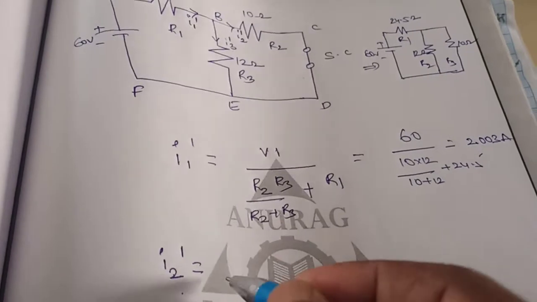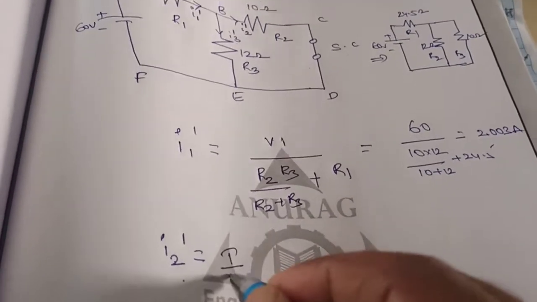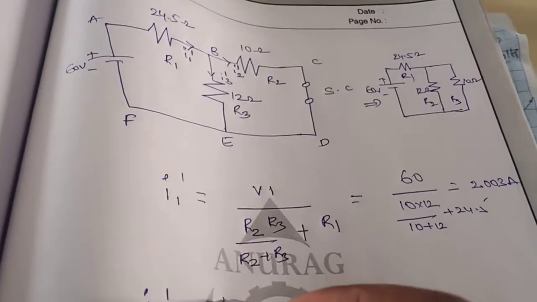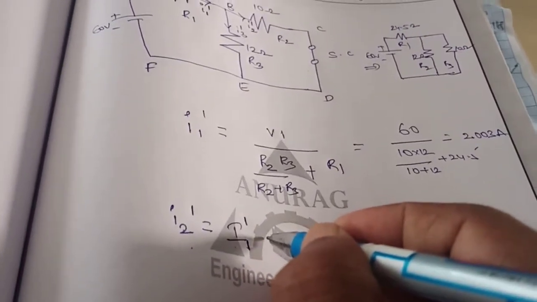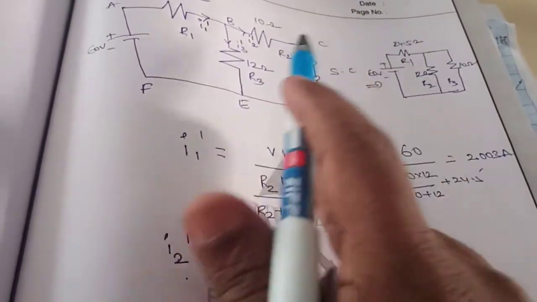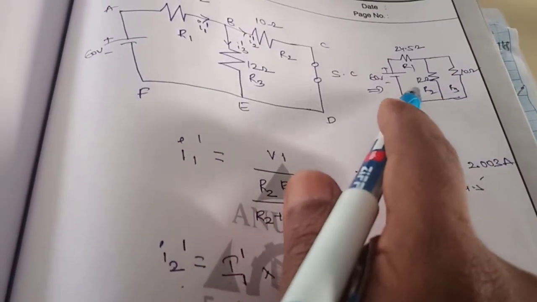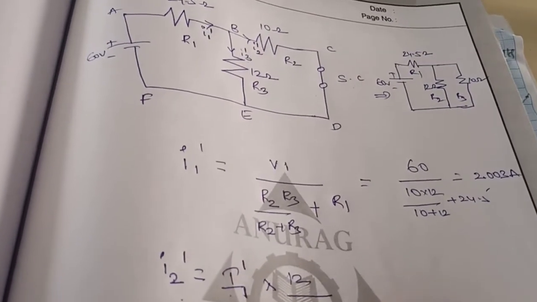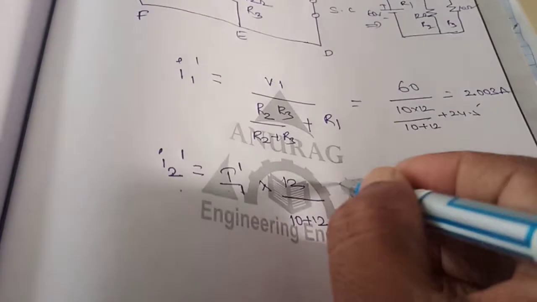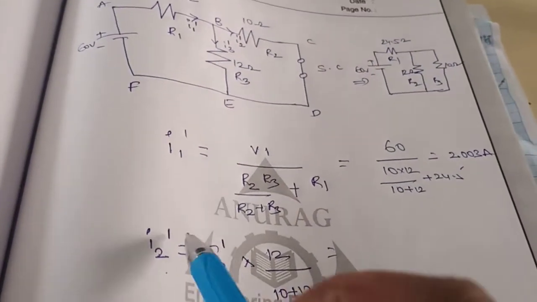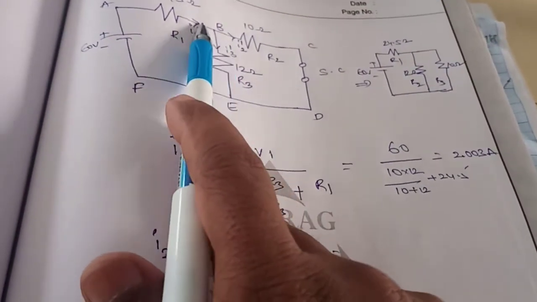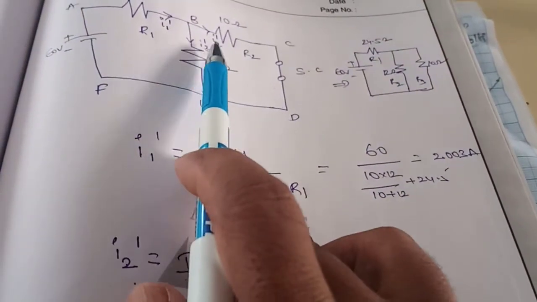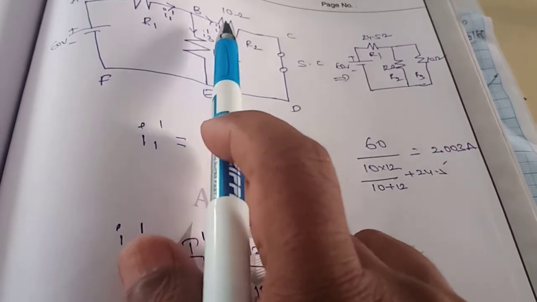I2 dash equals the total current. Here the total current I is nothing but the initial current, that is I1 dash. So I1 dash into the opposite resistance for 10 ohms. For 10 ohms, the opposite resistance is 12 ohms, divided by the total resistance 10 plus 12. So I2 dash equals the total current in the circuit, I1 dash, into the opposite resistance of the 10 ohms, which is 12.